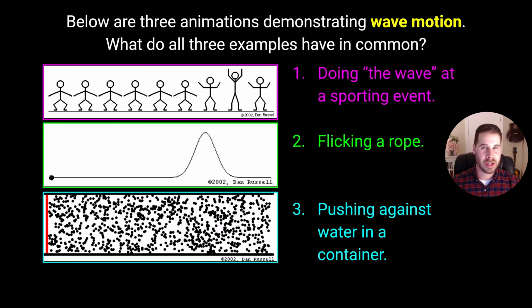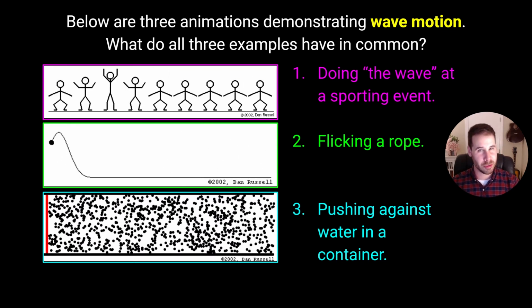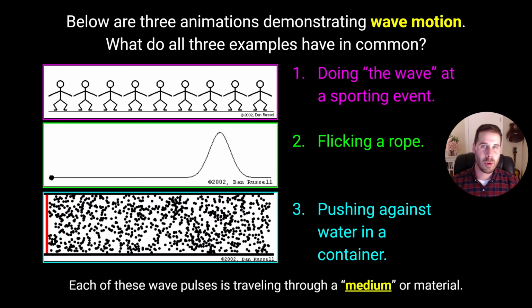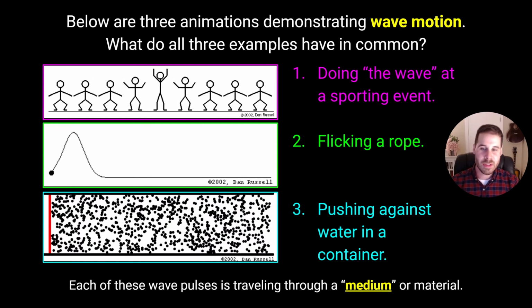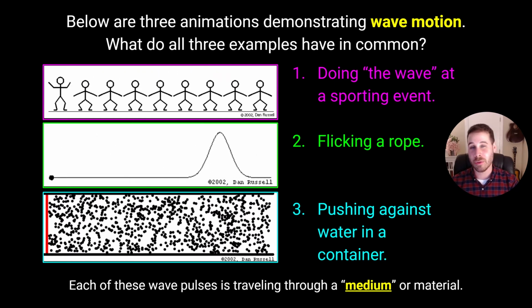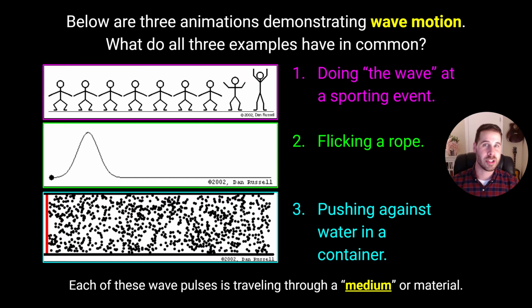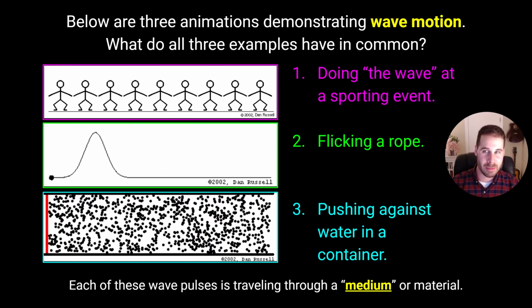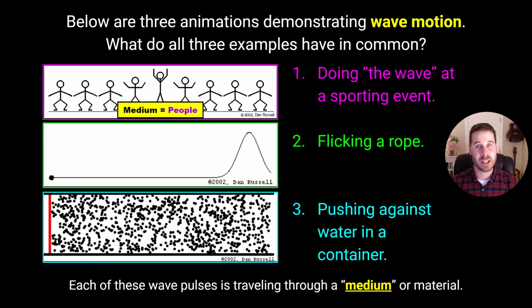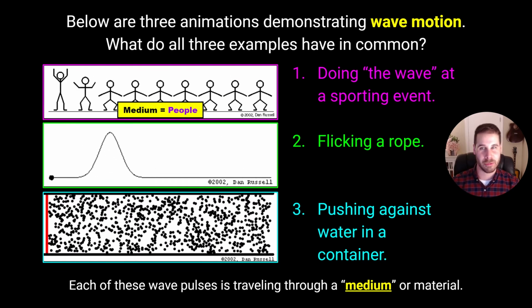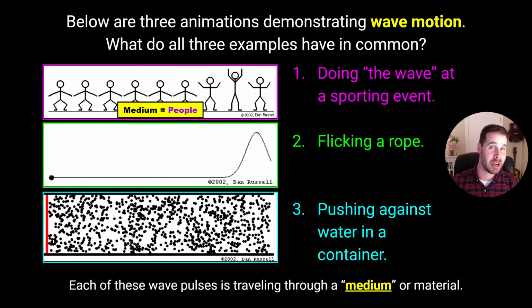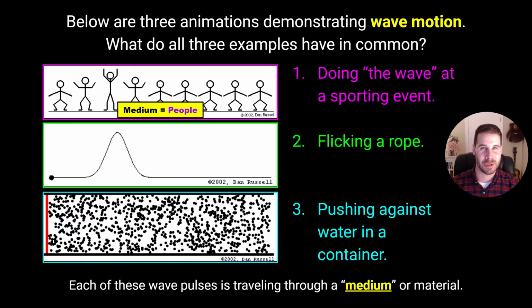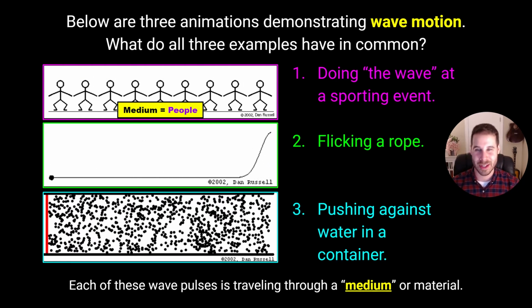So those are the things that are in common, and they get us a little bit closer to understanding how waves operate. One more thing before we move on from this slide. Each of these wave pulses is traveling through a unique kind of medium, which is going to be our word in physics for a certain kind of material. What is the medium in the first example? Well, the medium is people. That wave is traveling through a medium of people. That's the material that makes up the wave. Now, people isn't really a material we're going to talk about in class, but you get the idea.